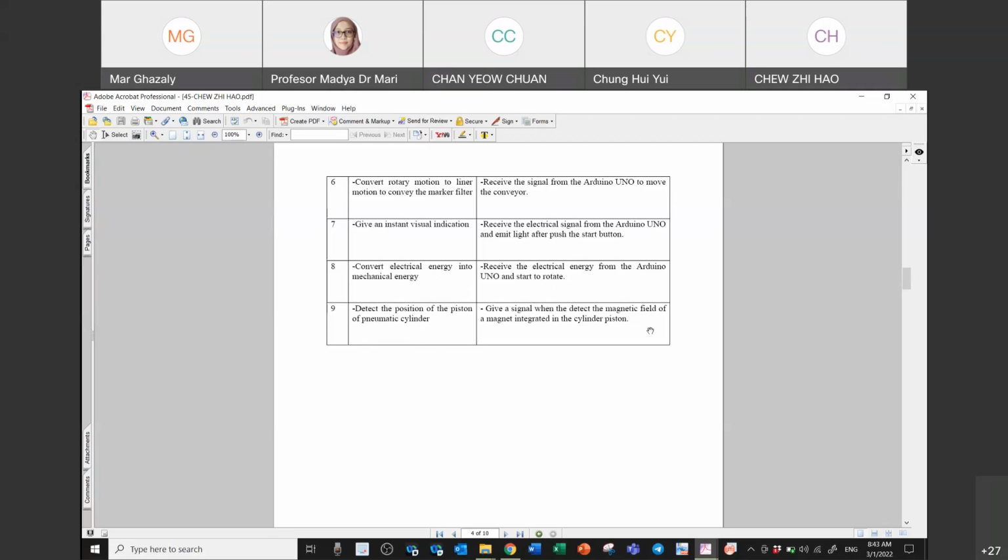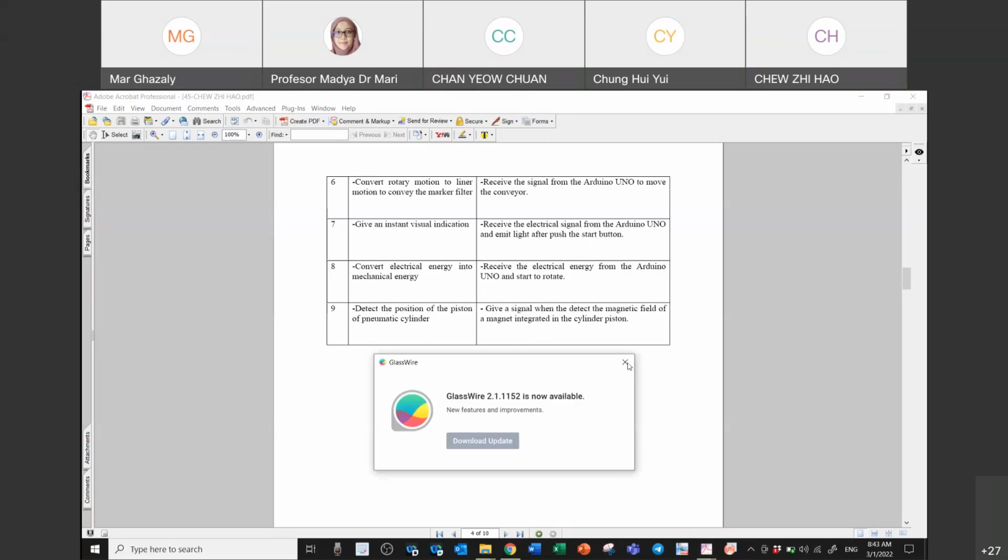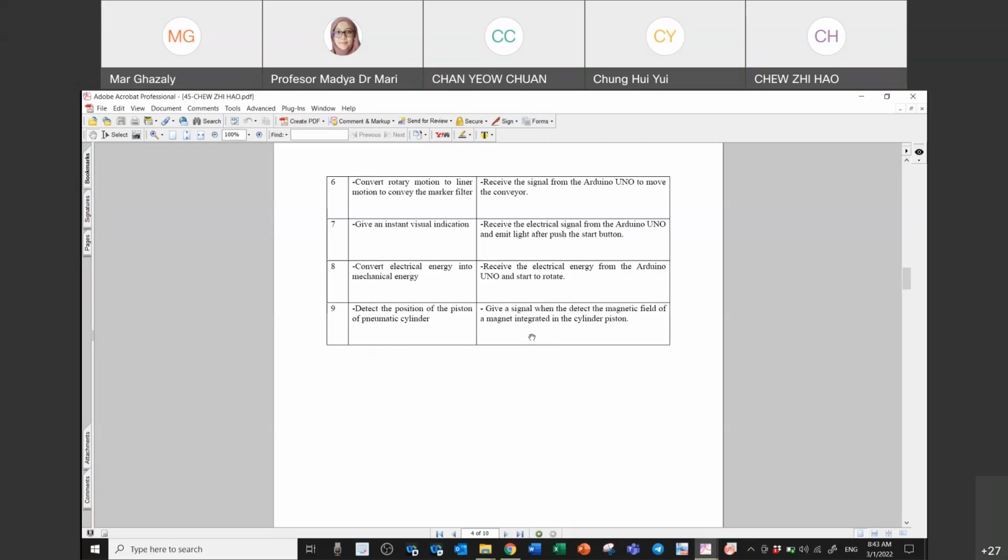Number 9, detect position of piston of pneumatic cylinder. Give the signal when it detects the magnetic field of a magnet integrated into the cylinder piston. Which part is this referring to? This 9, the case study is using two sensors. First is the magnetic sensor and second is the photoelectric sensor. The photoelectric sensor is used for detecting the marker filter when conveying, so the conveyor will stop. The magnetic sensor is for detecting the position of the piston inside the pneumatic cylinder.